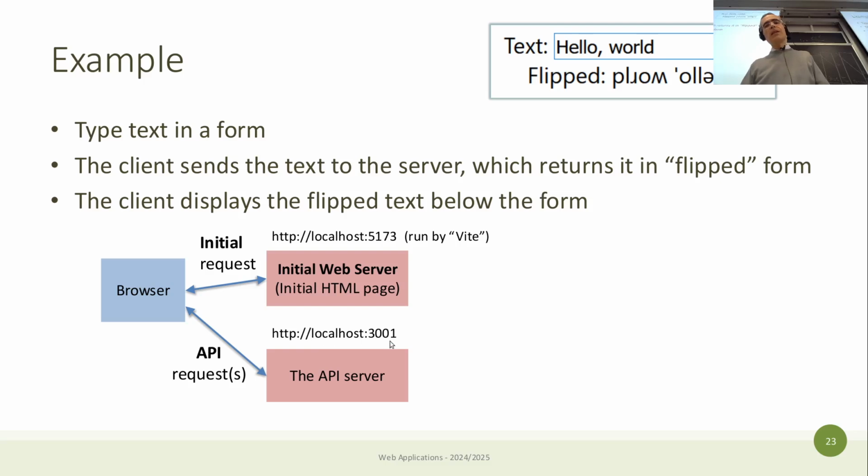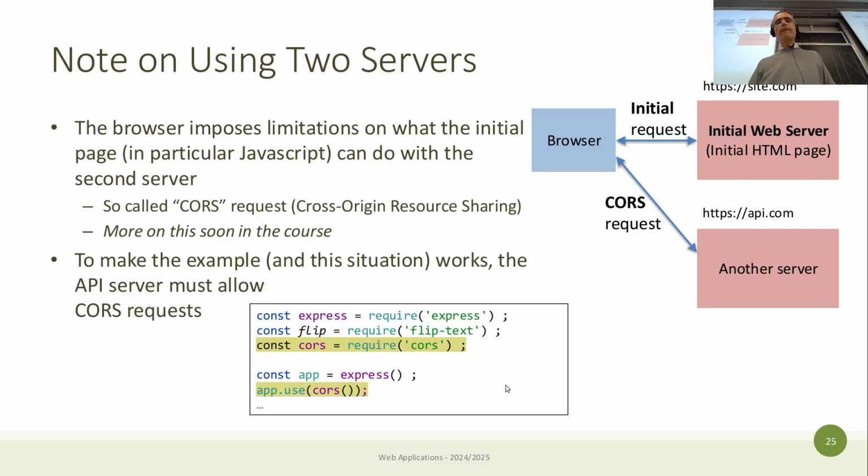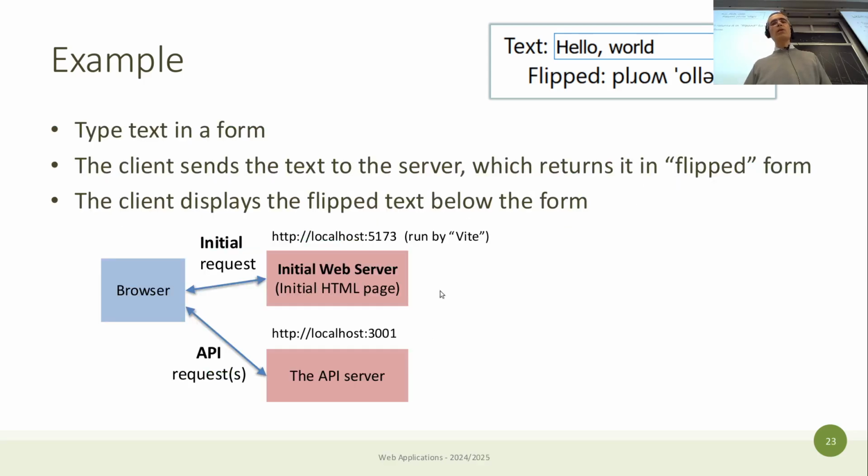But the point is that it runs on a different URL, so localhost with a different port in this case. So we have two different servers, which in general is not a problem, but there are some issues to make all this stuff work. Today I will just tell you how to make it work, and next lecture we will talk in more depth about why there is this need and what the security implications are. So for today you just need to trust me.